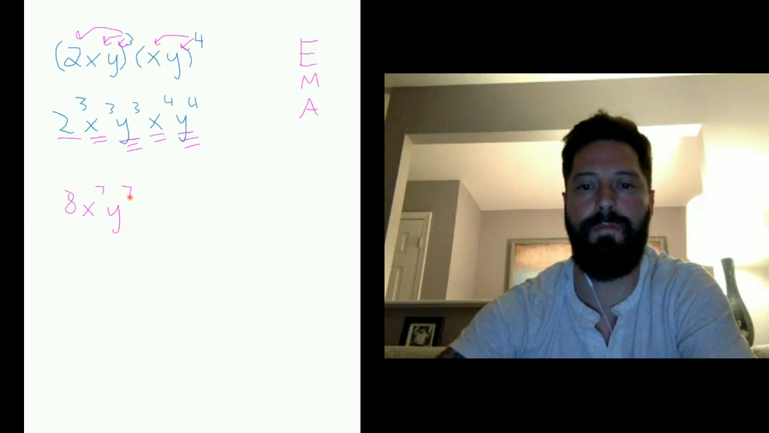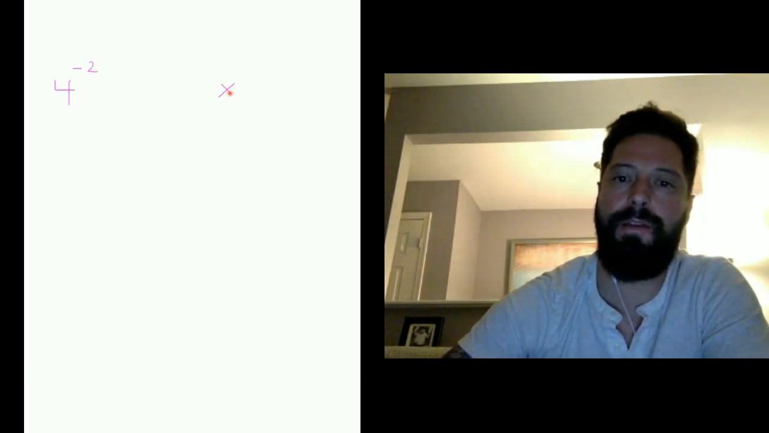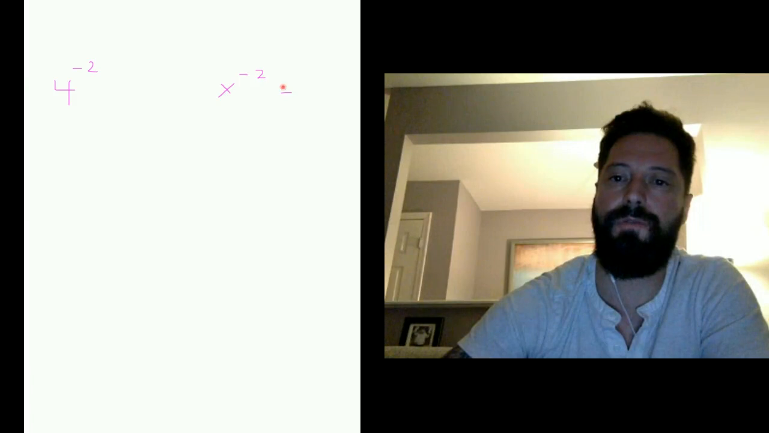Okay, let's say that we wanted to know the value of 4 to the negative 2. We'll just recall x to the negative 2 is equal to 1 over x to the positive 2. So this is going to be equal to 1 over 4 to the positive 2, which is 1 over 16.